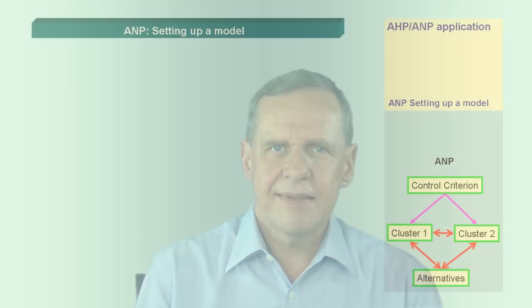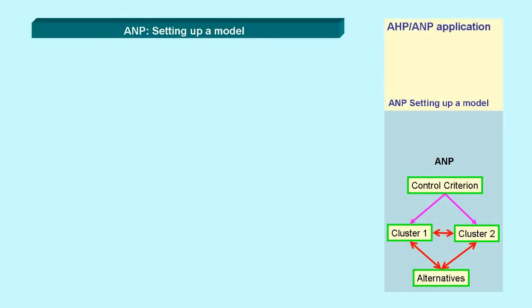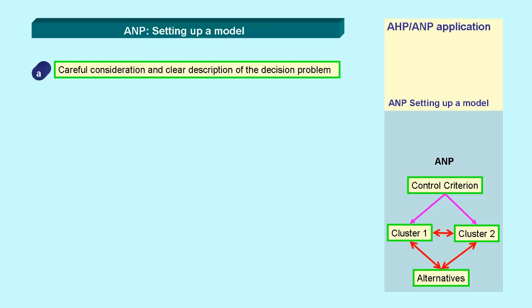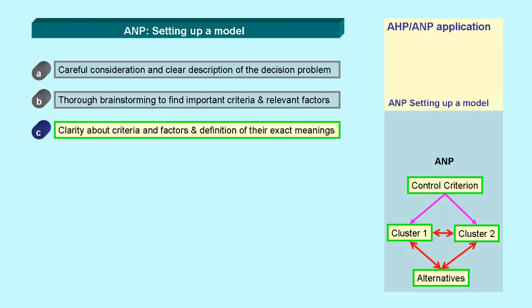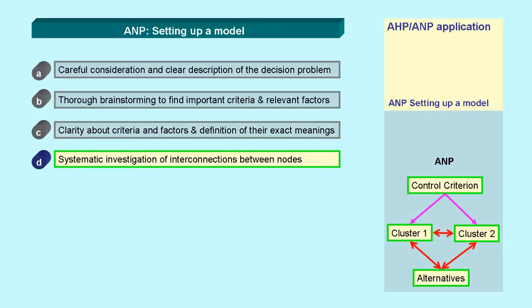Using ANP, setting up the model is the most difficult part of the process. Let me give you a few tips. The first step, setting up a model in ANP, is a careful consideration and clear description of the decision problem. Then you have to find important criteria and relevant factors. A good method is brainstorming using a team of people. Once you have selected criteria and factors, you need real clarity and definitions of their exact meanings. But more difficult is the step to find the interconnections between the nodes. This requires a systematic investigation.